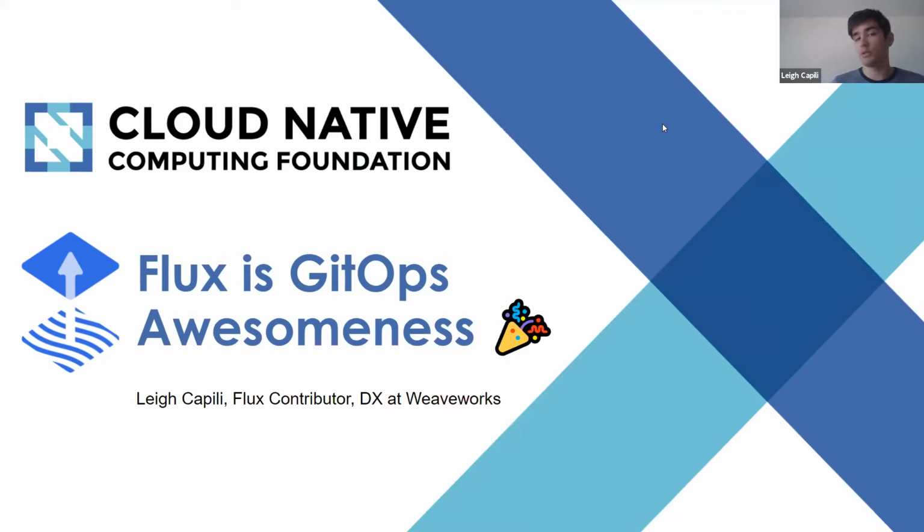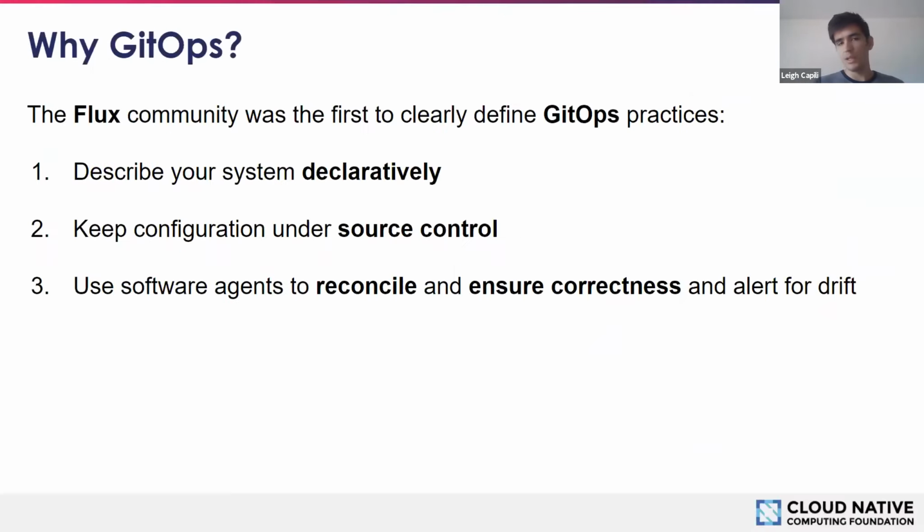Flux is about GitOps, right? The Flux community has been one of the biggest players in this movement to define the continuous delivery practices that formally make up what GitOps is, which is a real thing, and it's something that's beyond continuous delivery. It's a subset of it. But GitOps is, that's just my intro.